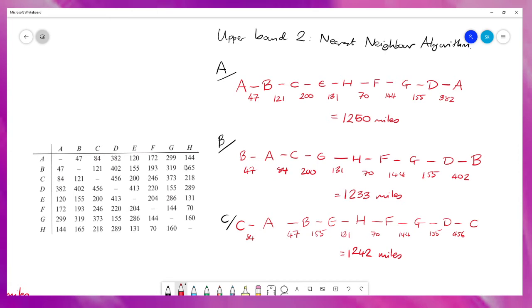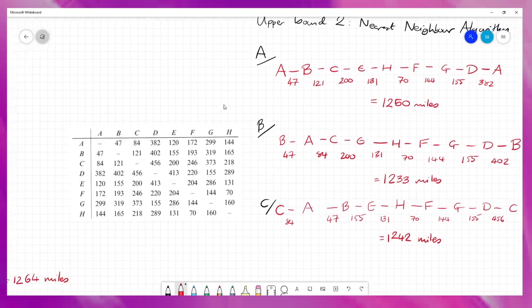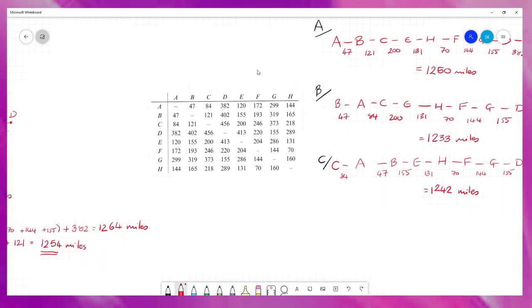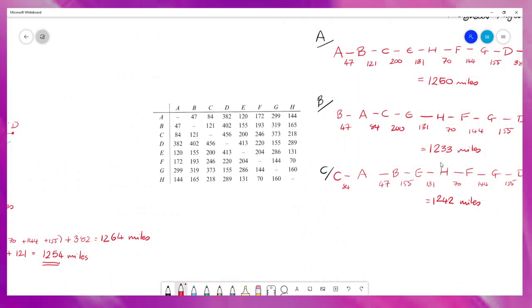Now, from the method we looked at in the previous video and this method here, we've now generated 4 upper bounds. We've got 1,254, 1,250, 1,233, and 1,242. So our best upper bound is the smallest, which is this 1,233 miles, from nearest neighbour starting at B.